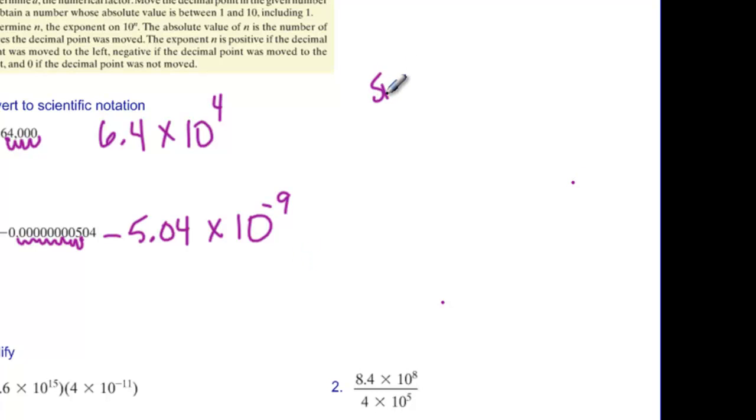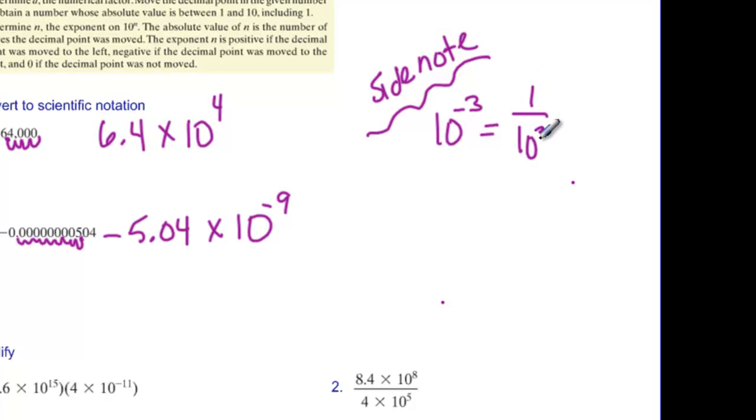So, side note. I'm going to do actually a smaller number. I'm going to do 10 to the negative 3, because we just talked about exponents. If I want to write that as a positive exponent, what is it? It's 1 over 10 to the third power. Perfect. Which is the same as 1 over 10 times 10 times 10. So I'm going to go ahead and work it out and go 1,000.